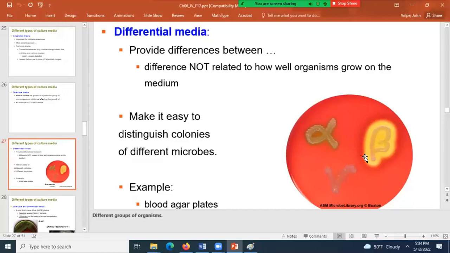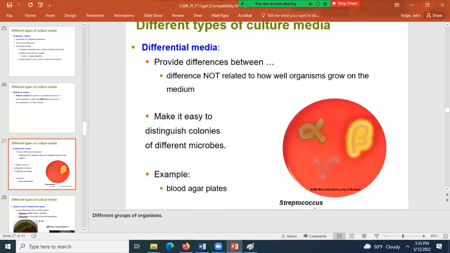Any question about the three types of hemolysis? Okay, you normally see a ring of alpha hemolysis around beta hemolysis. So that is normal. Any question about hemolysis or blood agar? The point is that's differential because we can see three different types of cells where they're having different hemolytic activity.